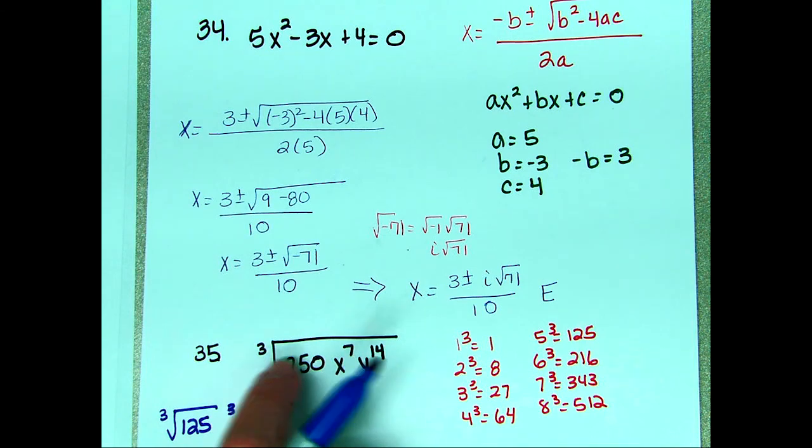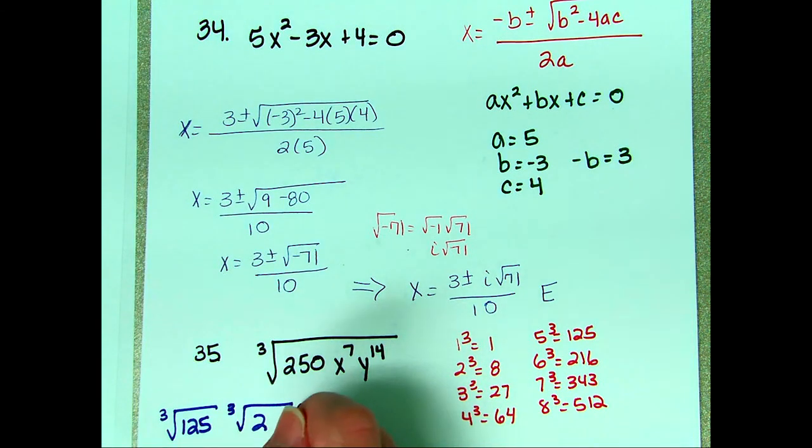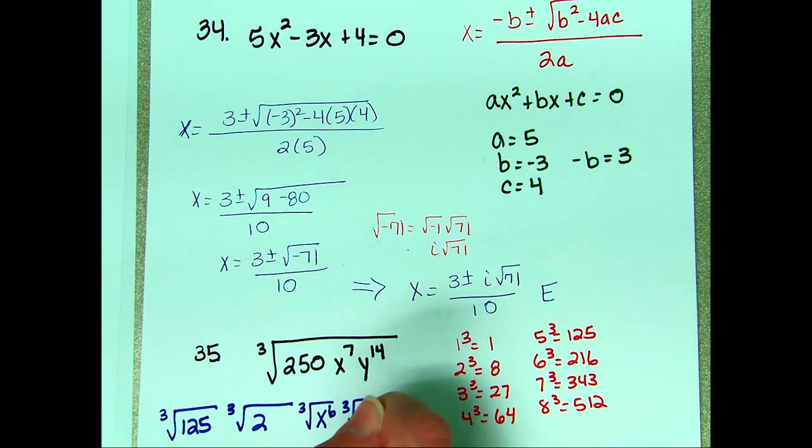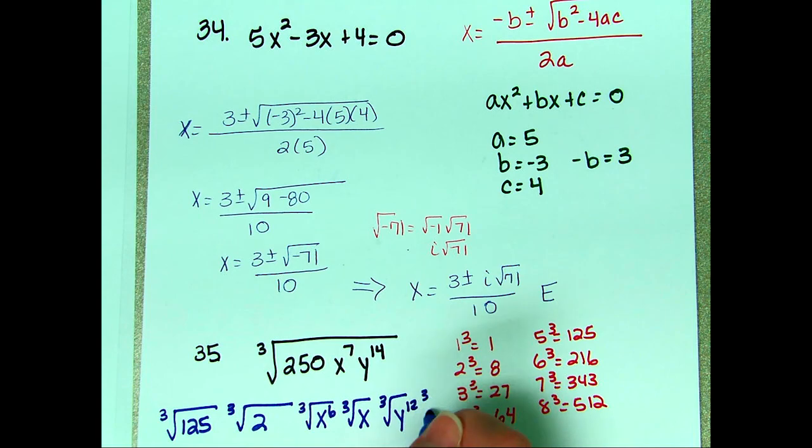Also, y to the 14th. 14 is not divisible by 3, but 12 is. The cube root of y to the 12th and the cube root of y squared. Anything that's a perfect cube root will come out of the radical sign. Cube root of 125 is 5. The cube root of 2 will stay under the radical.